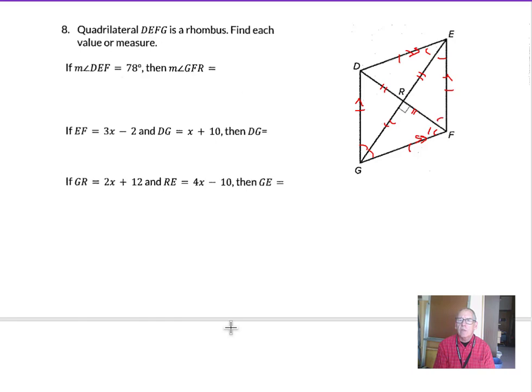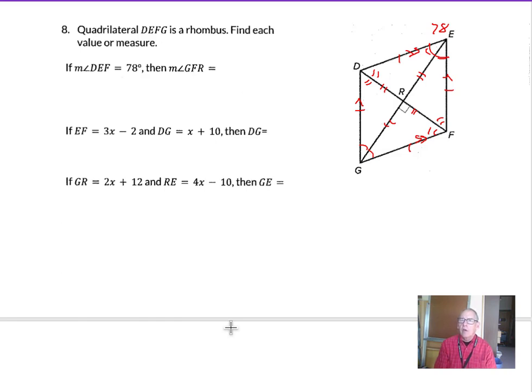And this angle, and this angle, and that angle, and that angle are all congruent because D and F are also bisected by that other diagonal. So I kind of got it marked up. Let's see what's going on. So if DEF is 78, D to E to F, this is a 78-degree angle right here. Find GFR. GFR is this angle right here.